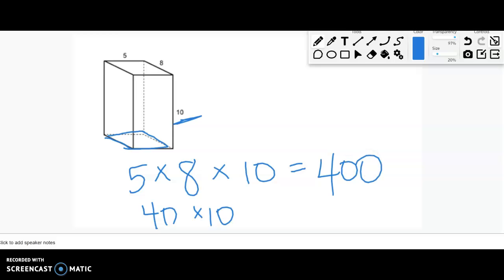And this one doesn't have a unit, so we could just say units cubed, whatever the unit is. If it is centimeters or inches or feet, whatever units it is, cubed. So that's it. Again, you can use a calculator. Length times width times height gives me the volume, or how many cubes I can fit in.